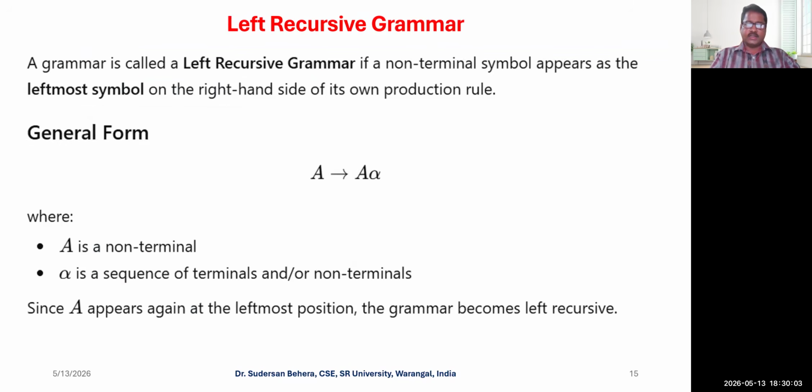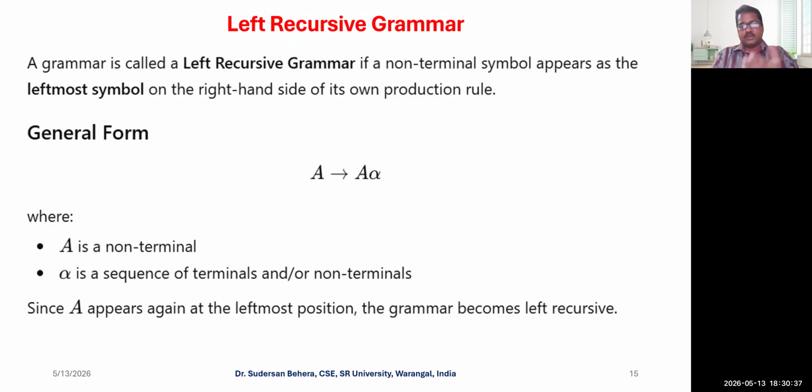Next, we'll discuss another type of grammar called left recursive grammar. Try to understand or try to read the definition. A grammar is said to be left recursive if a non-terminal symbol appears as the leftmost symbol on the right-hand side of its own production. That means if a non-terminal is producing something and if the same non-terminal is appearing as the leftmost non-terminal of the right-hand side of its production, such kind of grammar is called left recursive grammar.